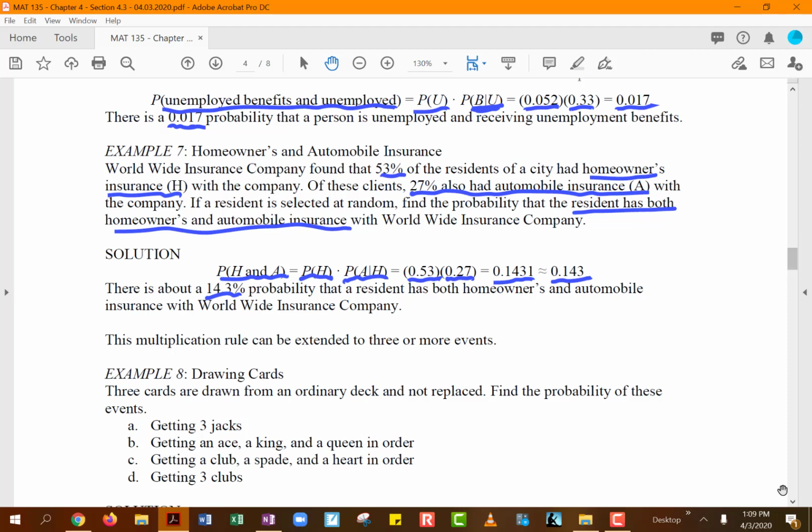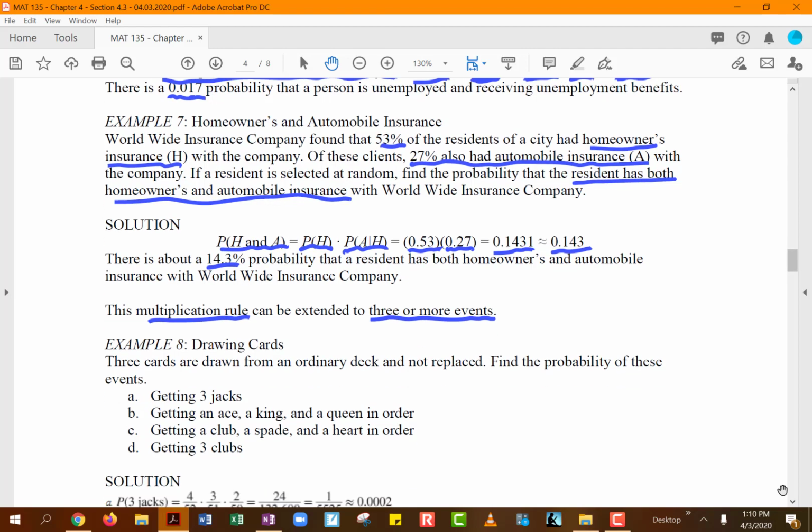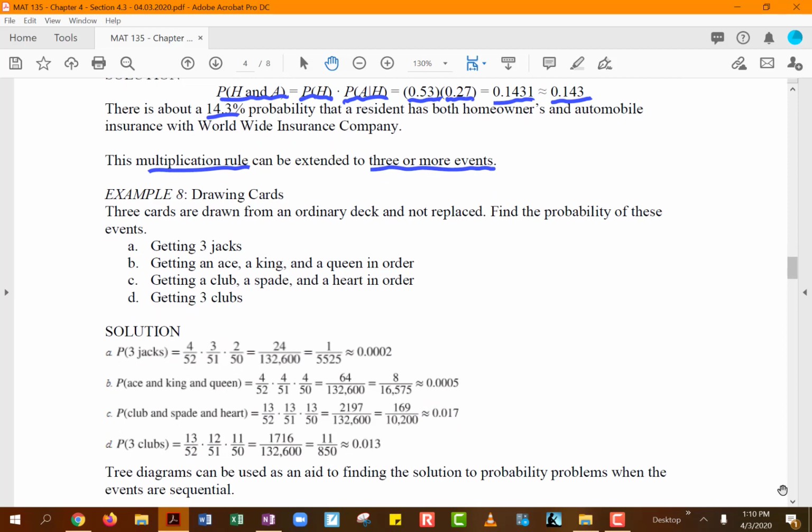So you can see again, not too bad as long as you understand the idea that these are dependent events and how that probability changes a little bit, okay? So they're talking about you can take the same multiplication rule and extend it to 3 or more events. So that's what this next example here is talking about.